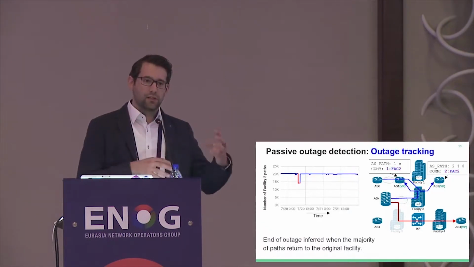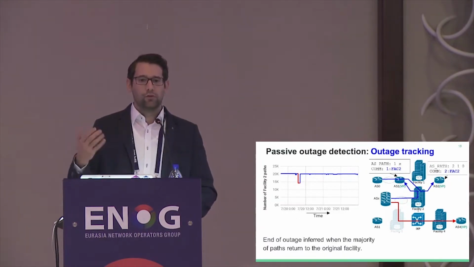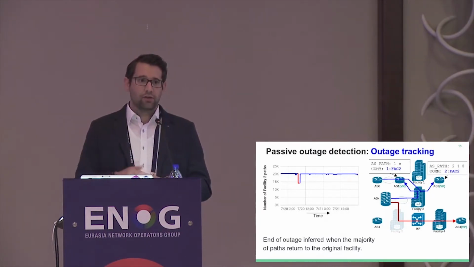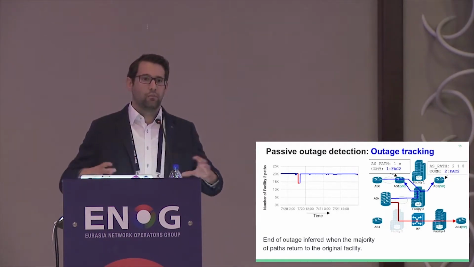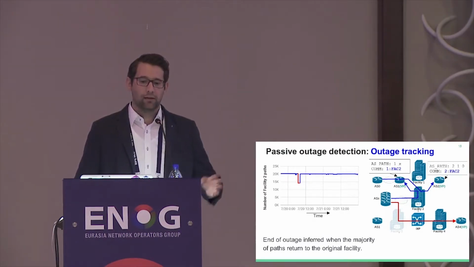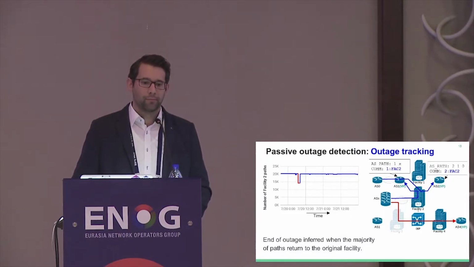After the signal detection and the deeper investigation phase, we continue to do outage tracking, which means we infer the end of the outage, like the time when most of the paths moved back. Not in all cases do all paths move back. So facility 2 is up and we continue the outage tracking.